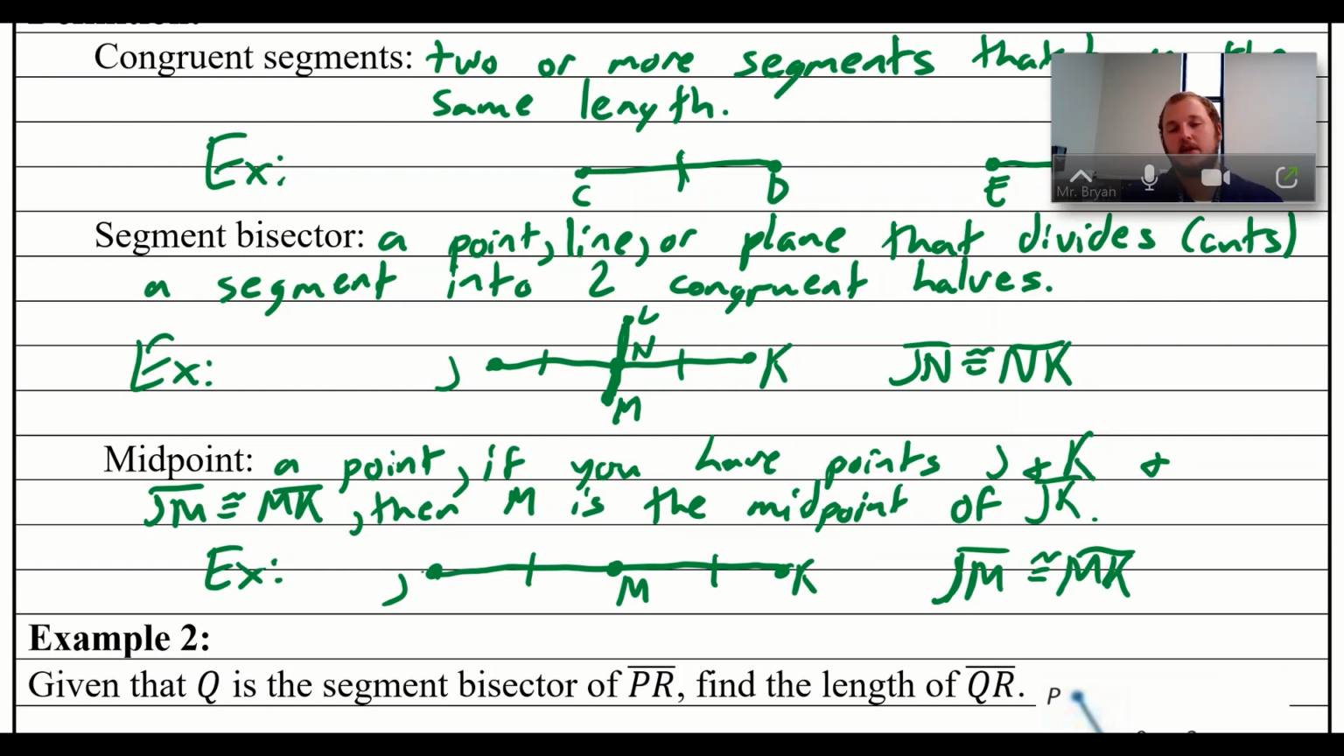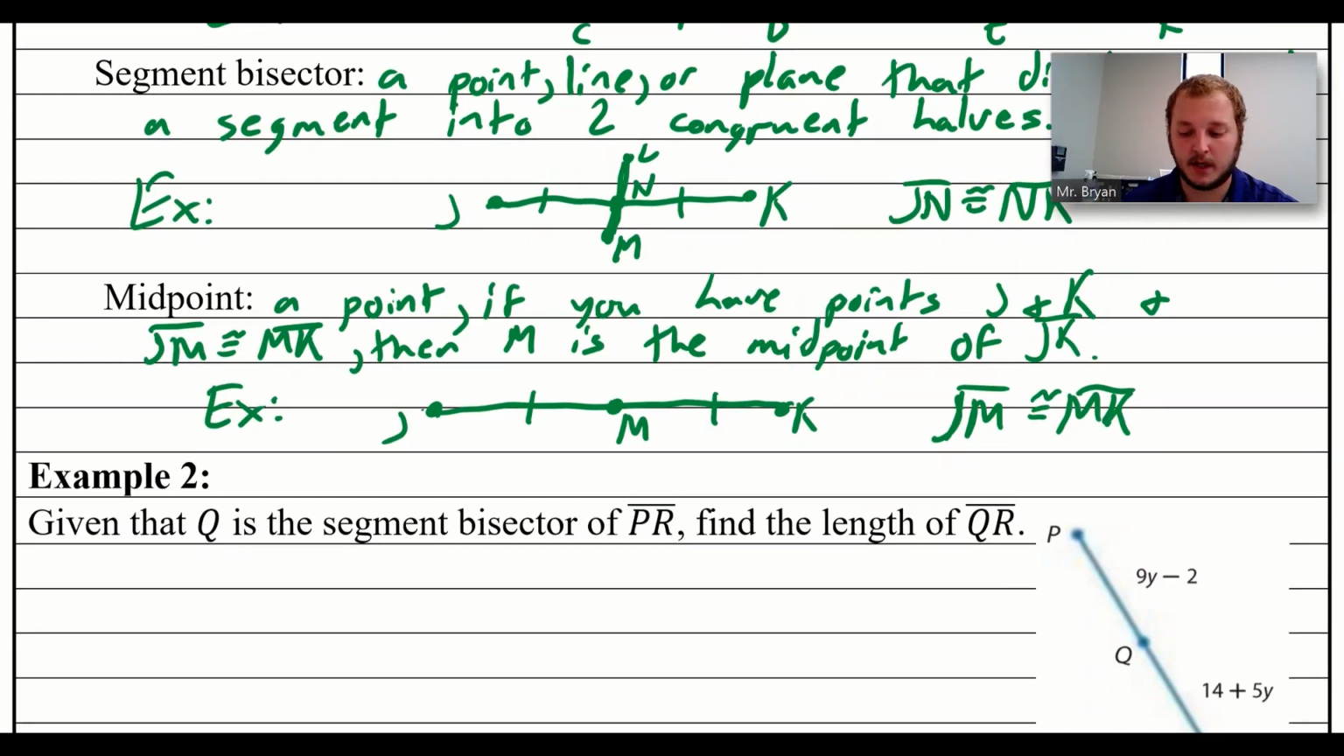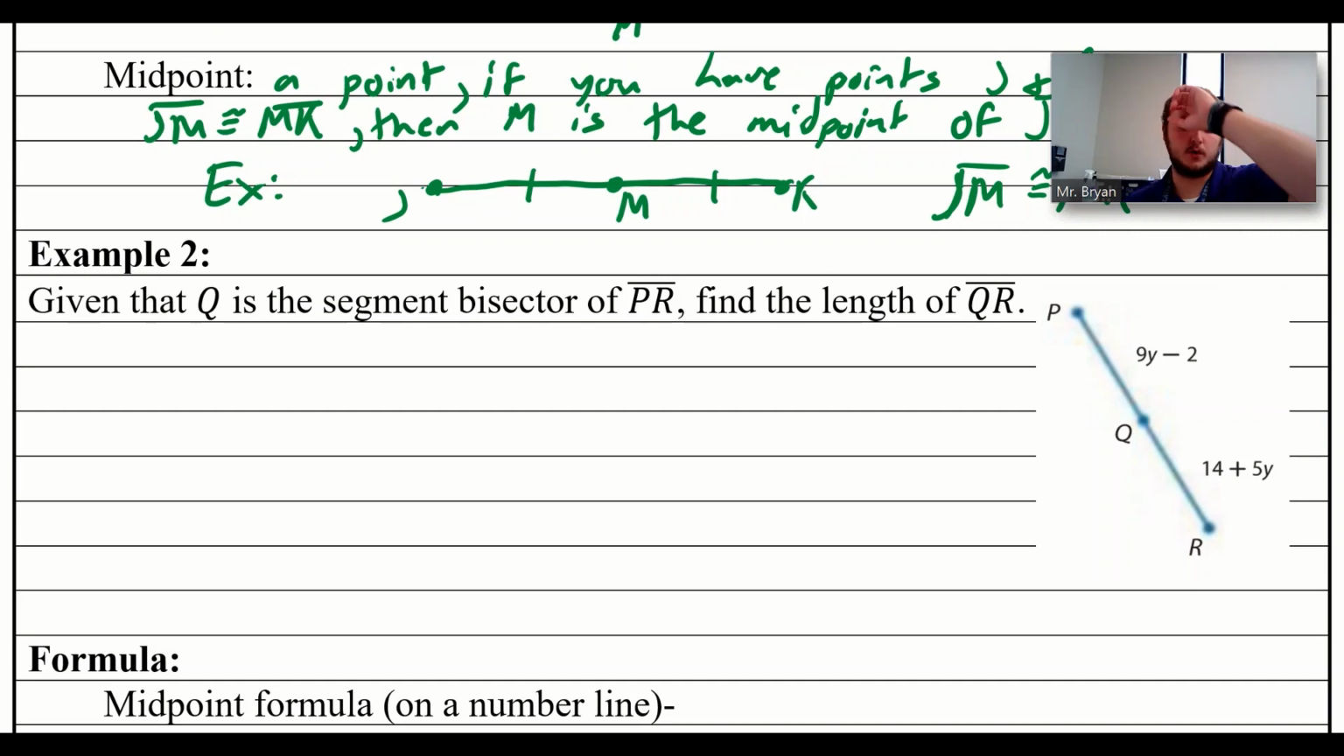If I was running across this line and I got exactly halfway, or exactly in the middle, that would be M. And then we can use that again to say the segment on the left side of M and the segment on the right side of M are both the same. Those are both congruent. Okay, so with that, let's look at example 2 here.